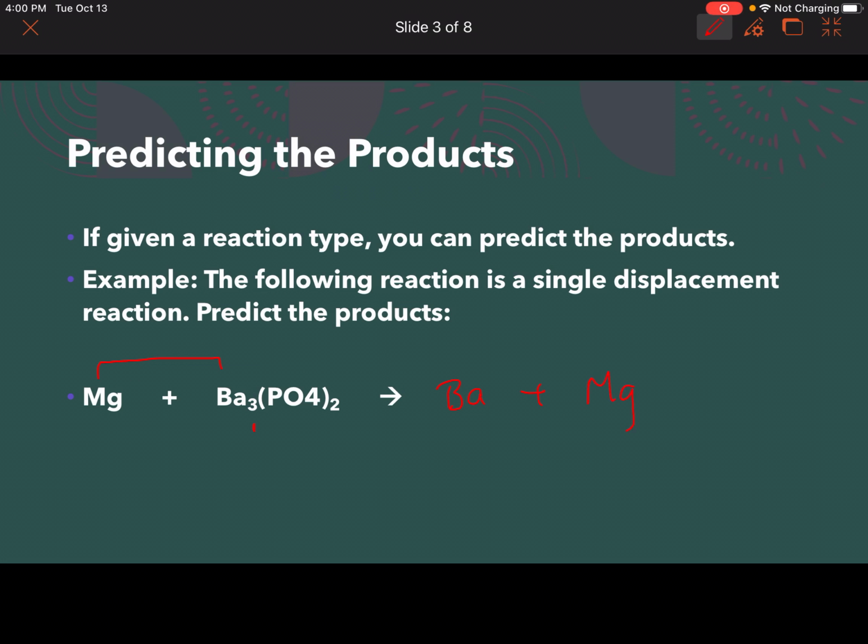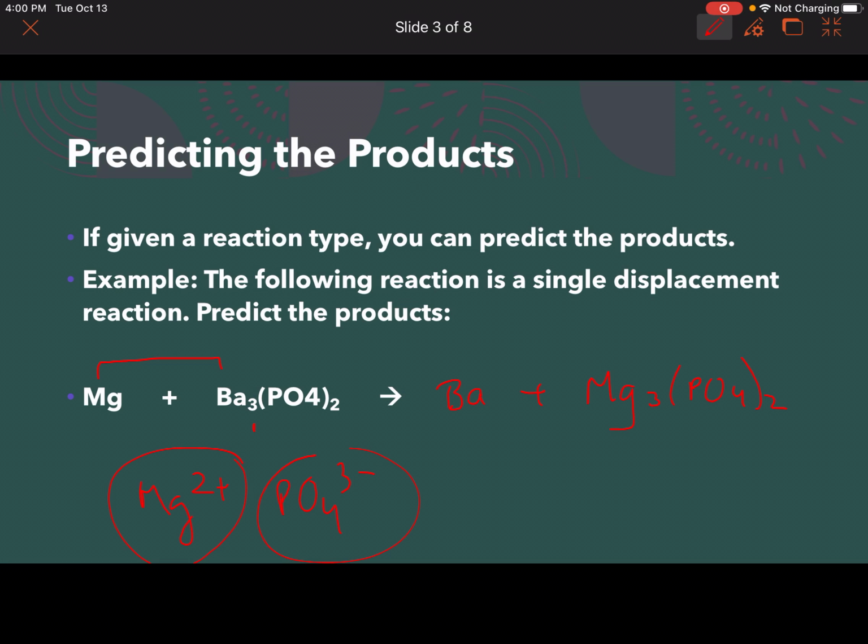So magnesium has a charge of 2 positive. PO4 is 3 minus. So how are these two going to bond? I'm going to need 2 of the phosphate ions and 3 of the magnesiums for it to balance out. So Mg3, PO4, 2, I'm going to put brackets around it, and now that's done.